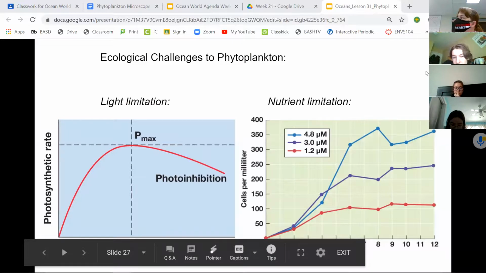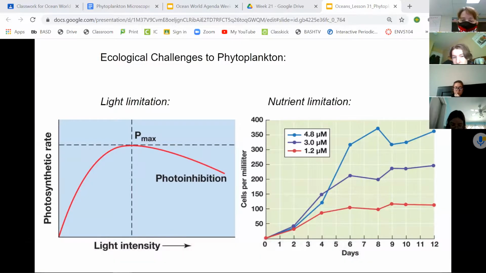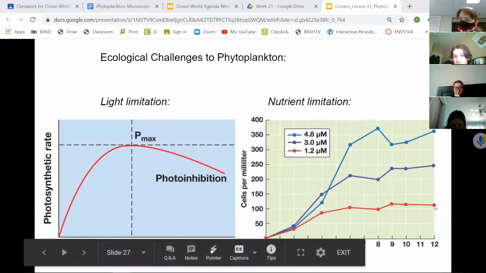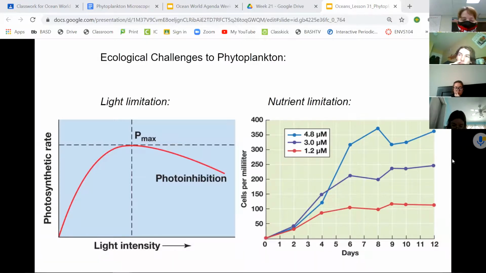So just to show you how nutrients can limit the growth, this graph shows that the blue line has the most nutrient concentration, and you can see how much growth there is in the phytoplankton versus the red line, which has the least amount of nutrient in the water. Okay, so obviously nutrients affect growth.